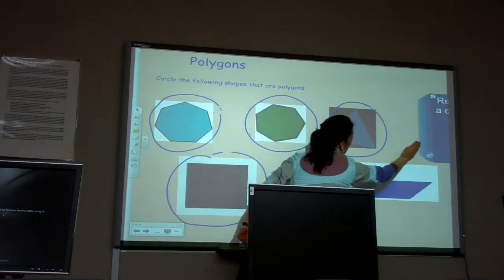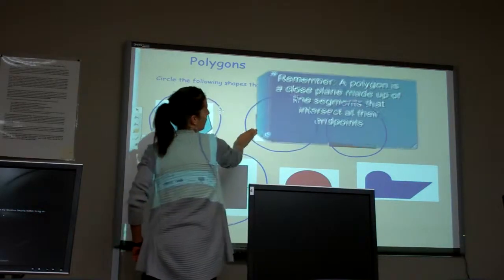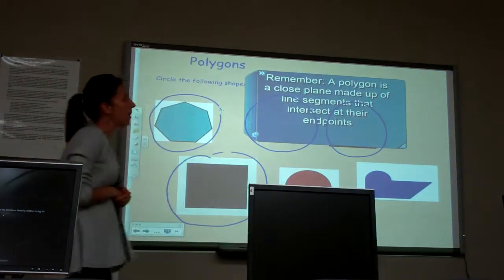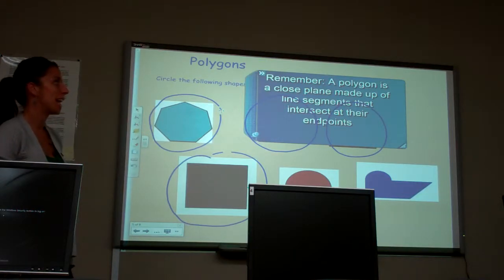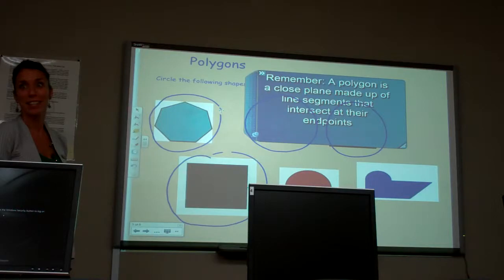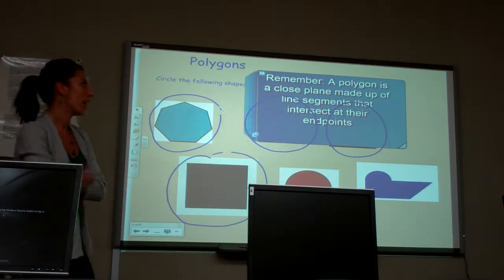Well, let's look. We have a definition we can actually pull out. A polygon is a closed plane figure made up of line segments that intersect at their endpoints. Oh, at the end of those curved points, they intersect. Made up of what kind of segments?